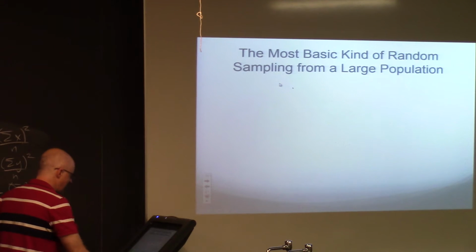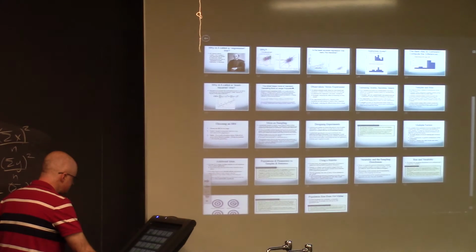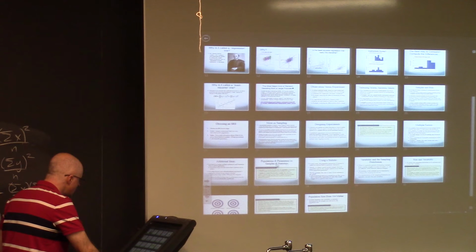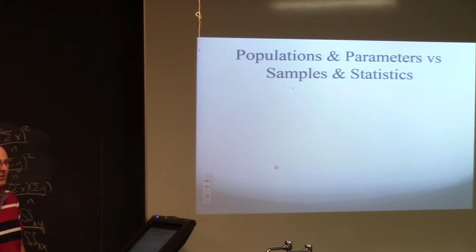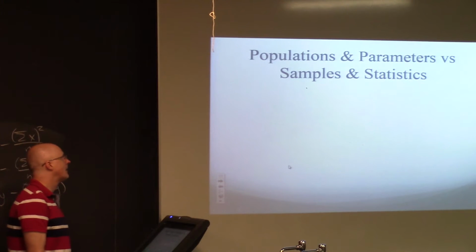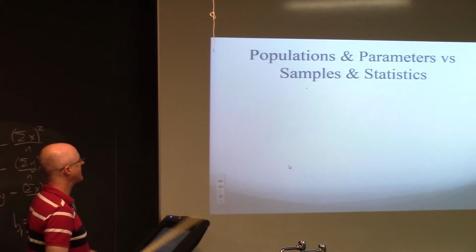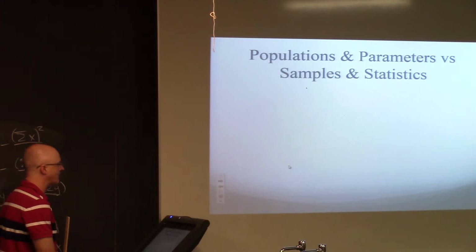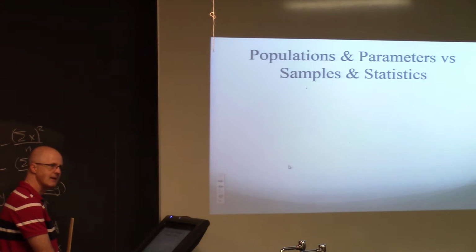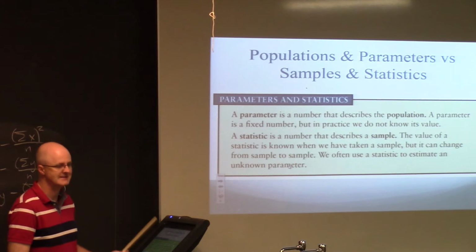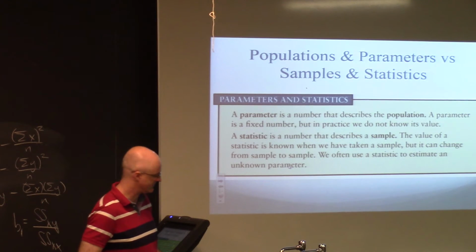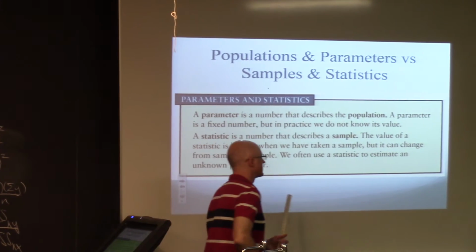What I want to focus on here, though, starting right here, are some really important things. Populations and parameters versus samples and statistics, first of all. We've talked about populations and samples before. Haven't talked really in depth so much about what parameters and statistics are. I mean, you have an intuitive idea of what a statistic is. It's a numerical summary. But the focus is a little different here.